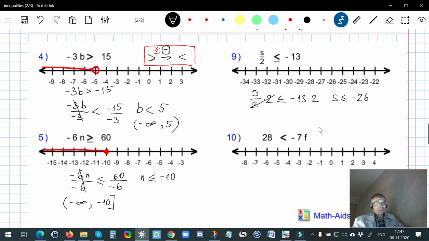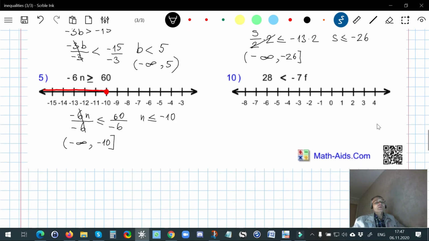Again, interval notation, negative infinity up to negative 26, and this is closed because of this sign, which includes the equal sign. And the last thing to do is to graph it. Here we go. I include this point, close this interval, and go like that. Here is the last one.